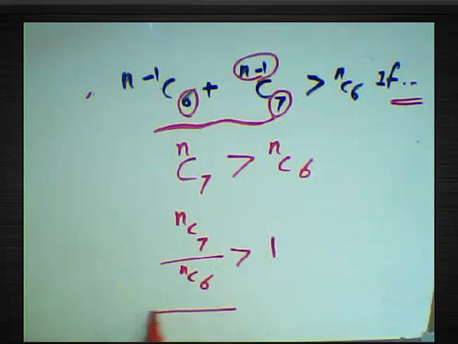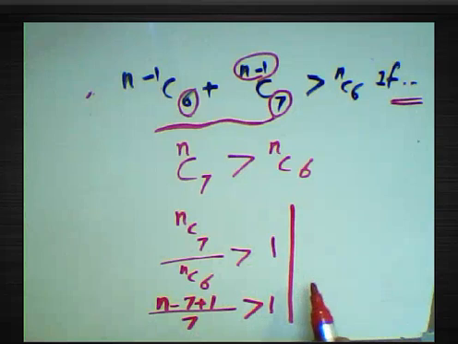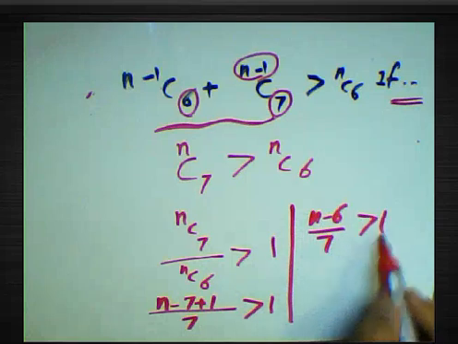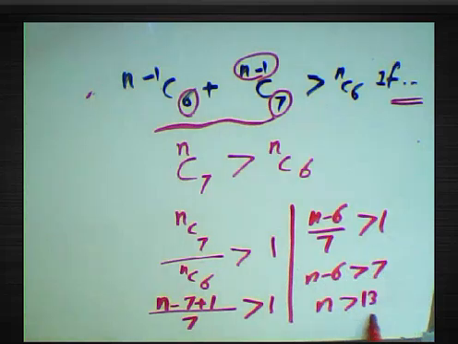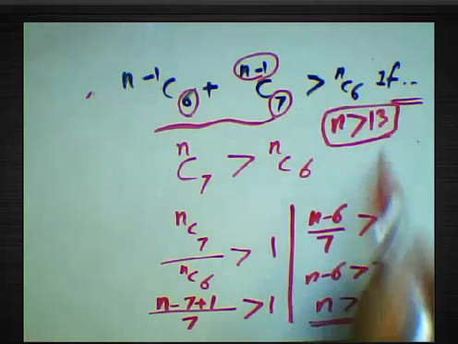And you can find the rule here, right? n minus the greatest plus 1, over the greatest, greater than 1. Then n minus 7 plus 1 will be n minus 6, over 7, greater than 1. Then n minus 6 greater than 7. Then n will be greater than 6 plus 7 equals 13. So n greater than 13.